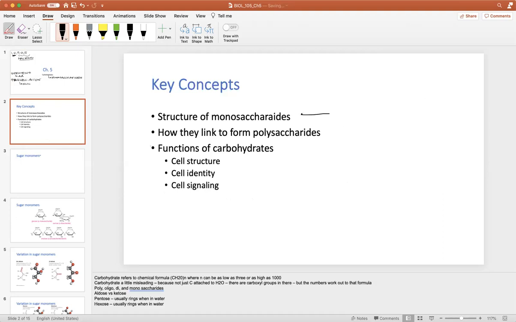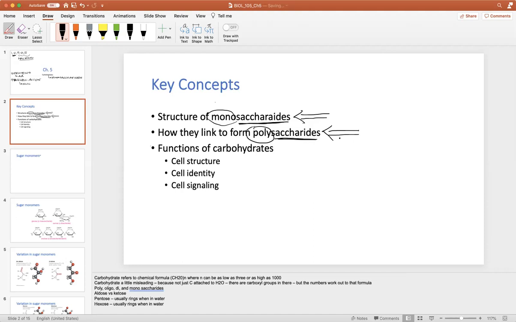I want you to understand the general structure of a monosaccharide monomer that might be used to make a sugar polymer. And I want us to understand how these monosaccharides link to form polysaccharides, which is our name for the sugar polymers. And you can probably already determine that saccharide is a suffix that we give to sugar molecules. And then pretty obviously we have mono or poly as our prefixes, meaning single or many. So this is our monomer, this is our polymer.